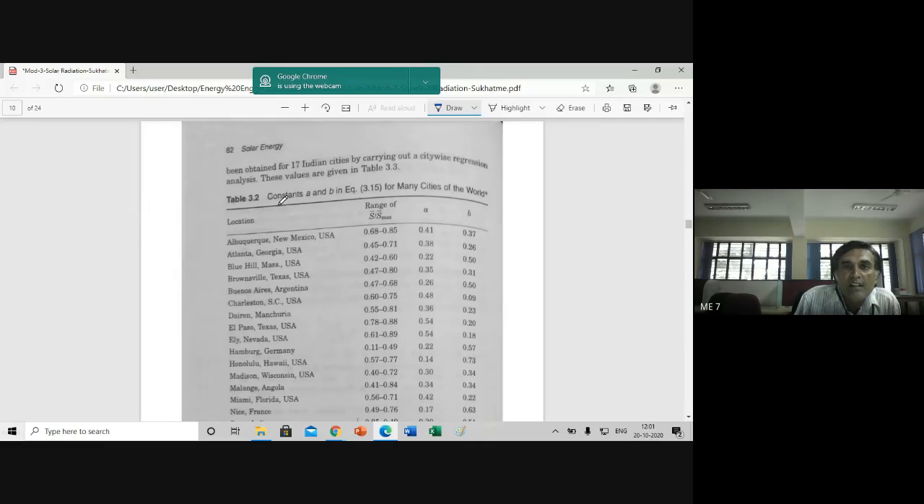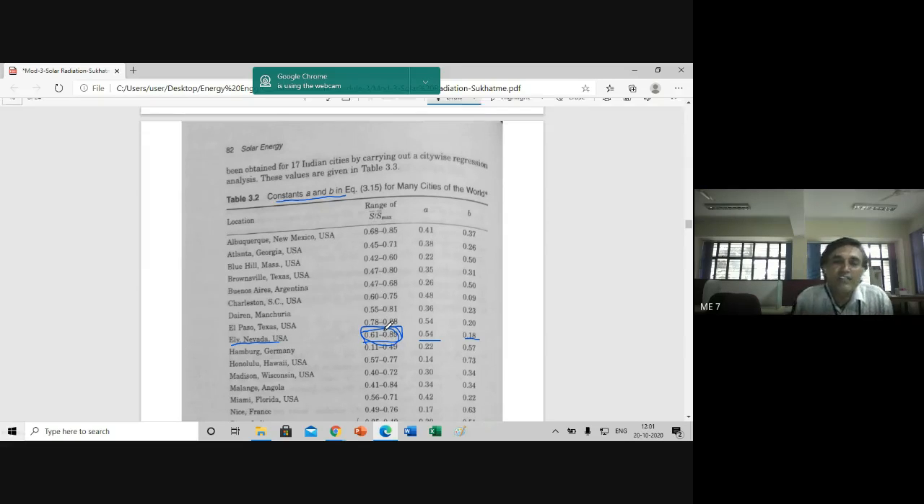See here, constants A and B. For Nevada, A is 0.54, B value is 0.18. S bar by S maximum also varies in this range. Any one value between these, we can assume, and take A and B from this table. If you substitute in the formula, you are going to get the answer. So problems on this are simple, easy. Okay.